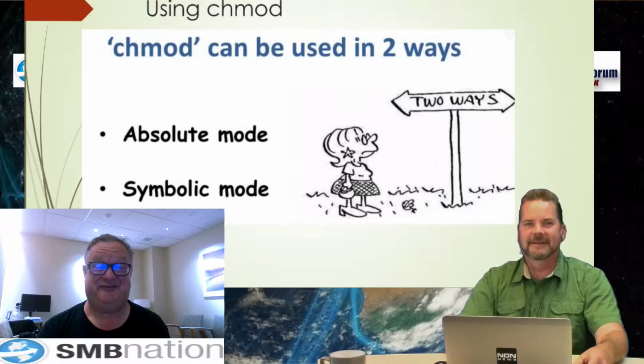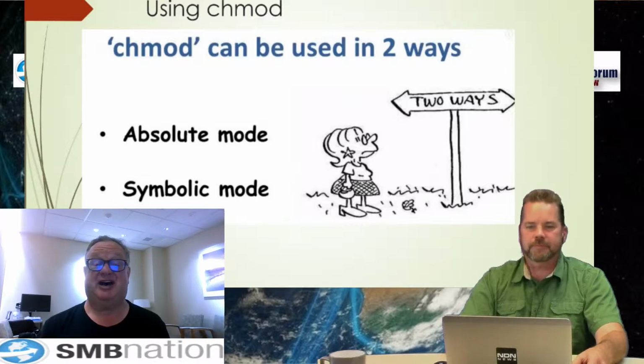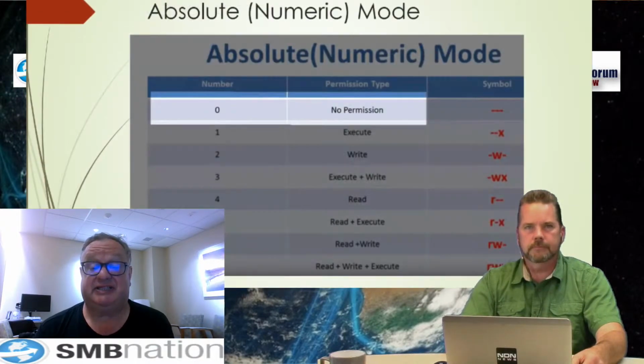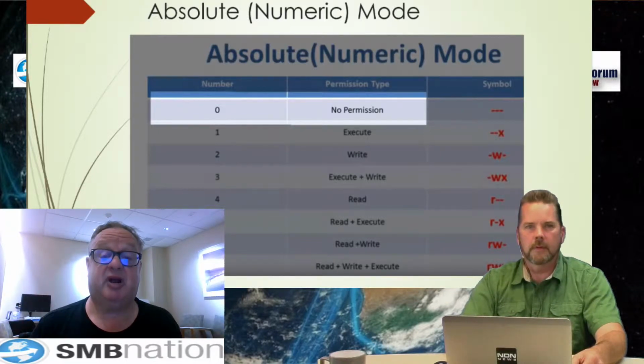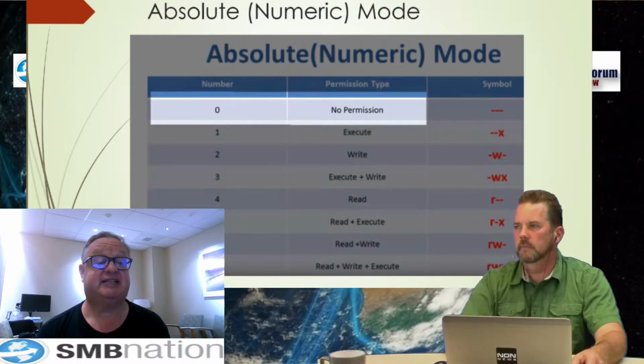Let's keep it lighthearted and fun as we drop down into absolute mode and symbolic mode, folks. So we're going to hit absolute numeric mode head on, and there are 8 values. Okay, so quickly, and this is controlled by the operating system, right? Harry did not make up these values, so this is built into what we call the kernel of the operating system in Linux. And so 0, no permission; 1, execute; 2, write; 3, execute and write; 4, read; 5, read and execute; 6, read, write; 7, read, write, execute.